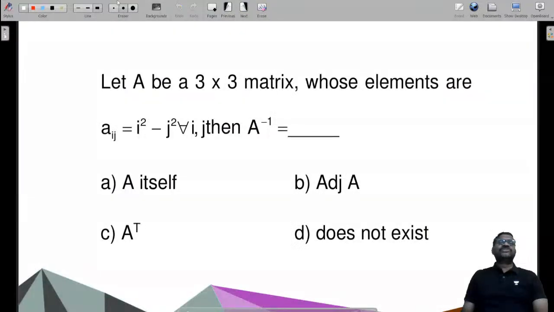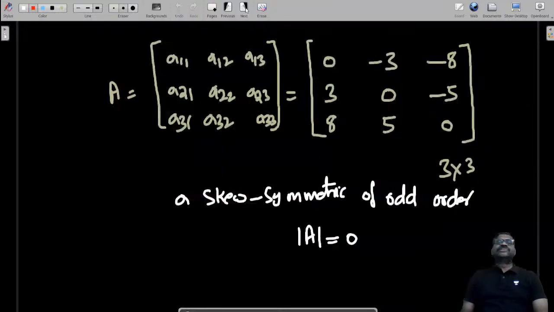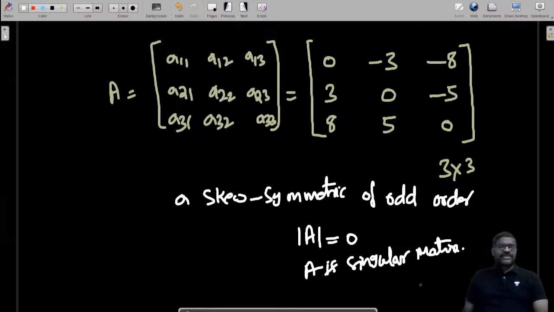If the determinant value is 0, then A inverse does not exist. If the determinant value is 0, then the matrix is singular. Then A is a singular matrix. Generally, for a singular matrix, the inverse does not exist. Understood?